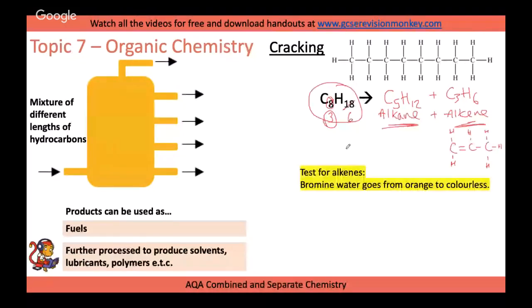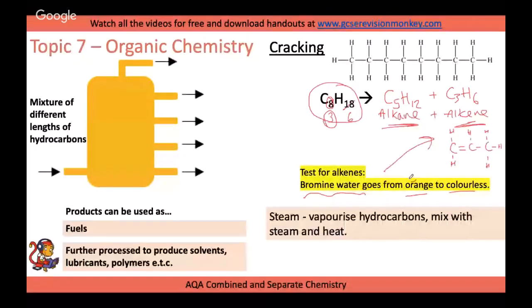The test for alkenes we need to know about is bromine water, and that goes from orange to colourless in the presence of alkenes. In alkanes, it will just stay orange, so you'll know where your alkene is because it will go colourless. So there's 2 types of cracking.